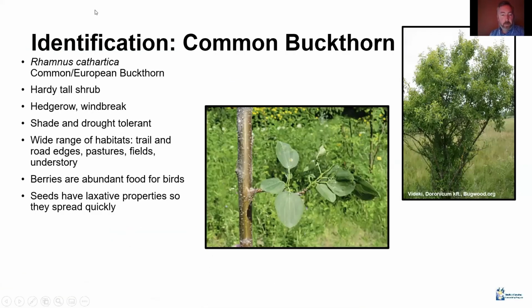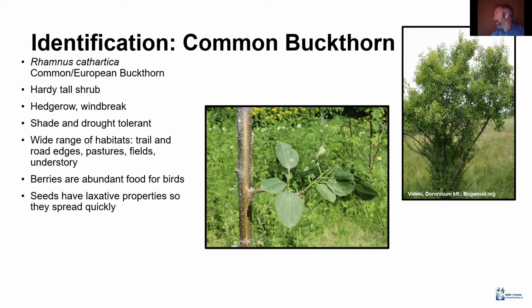So I pulled together just a very small handful of some of the common invasive species that you might run into. So common buckthorn, also known as Rhamnus cathartica. This is a pretty common invasive shrub found in our watersheds. It's a pretty hardy tree, shade and drought tolerant, and comes in a wide range of habitats.